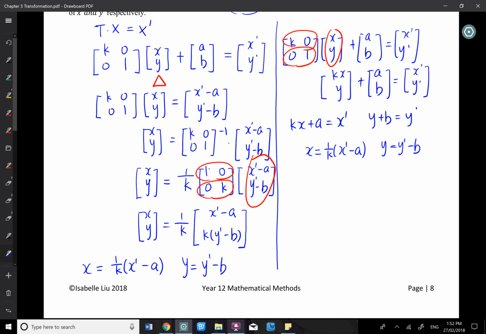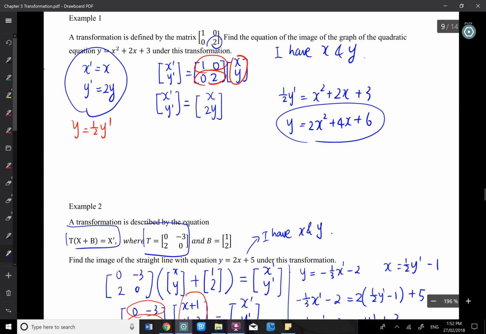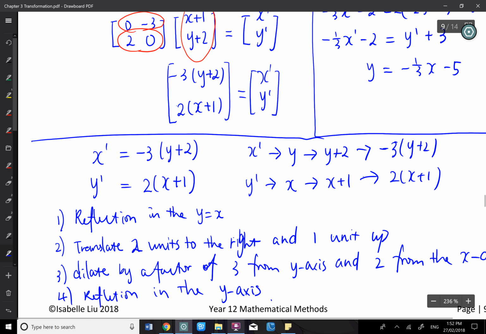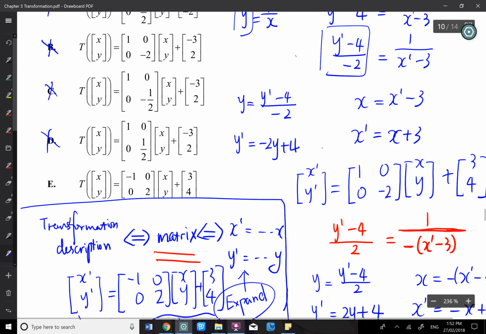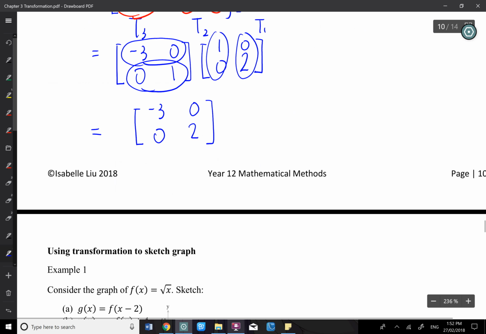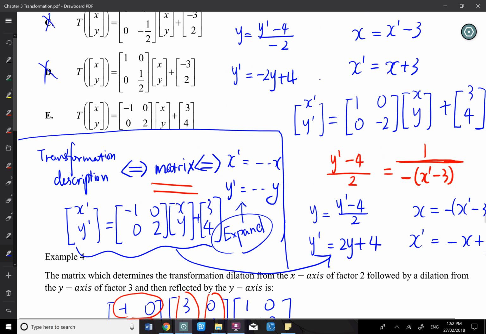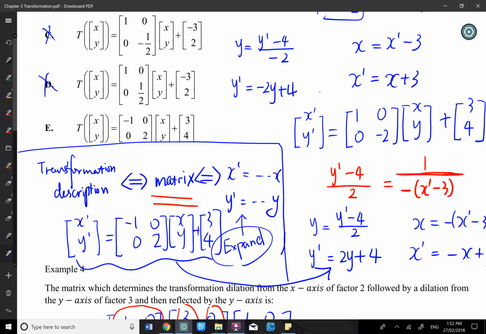I'll stop here today. For the rest of the time, you can try the next 2 pages. I'll still go through the questions with you, but try the next 2 pages. I think all the questions you can just do by yourself. There's nothing hard. Try it first, and then we'll discuss that tomorrow.